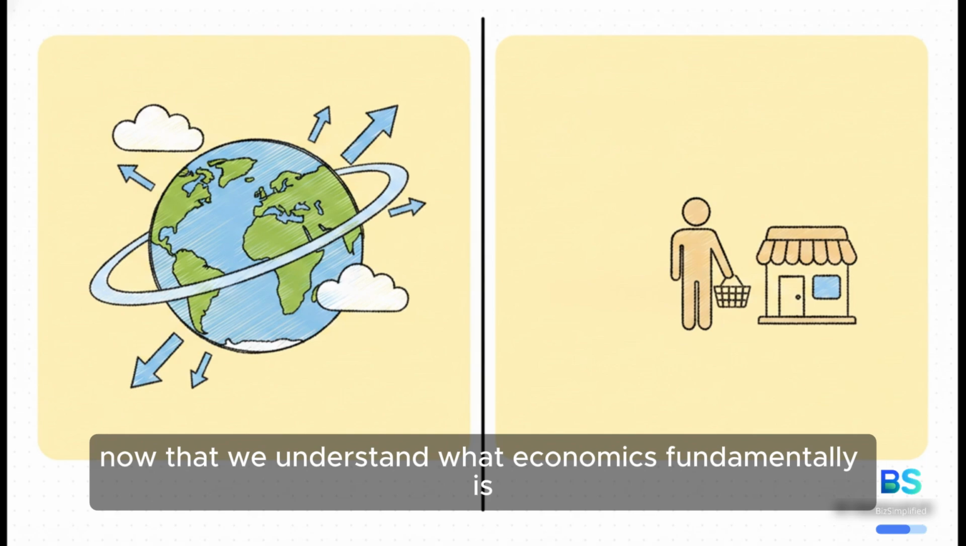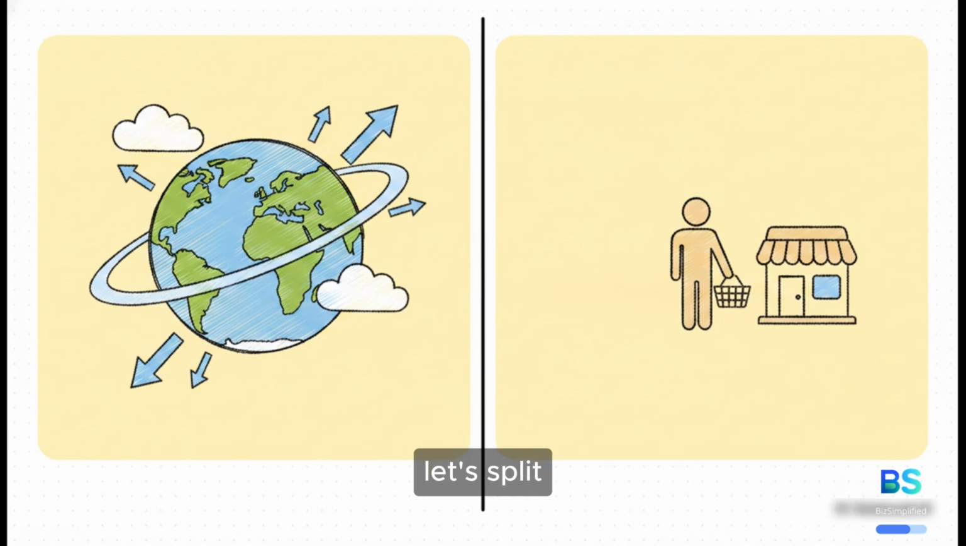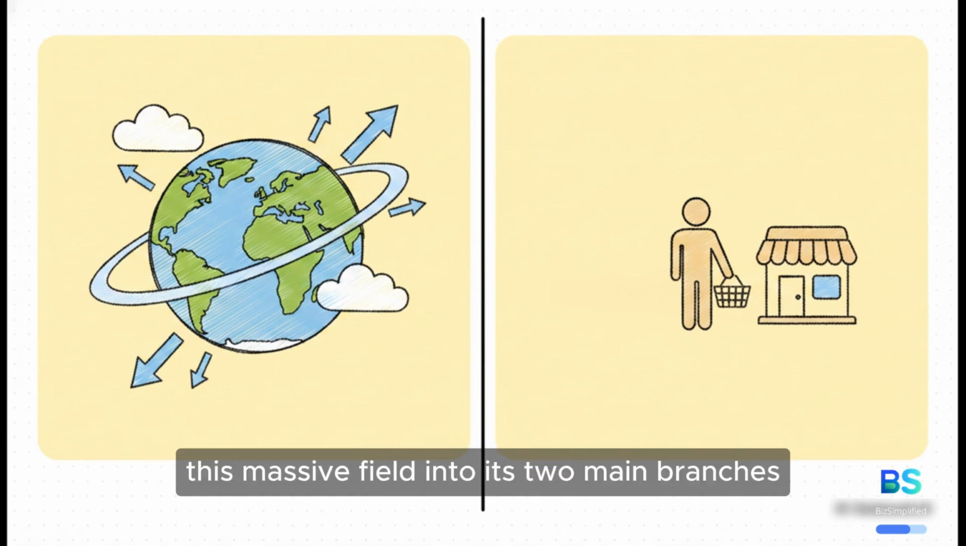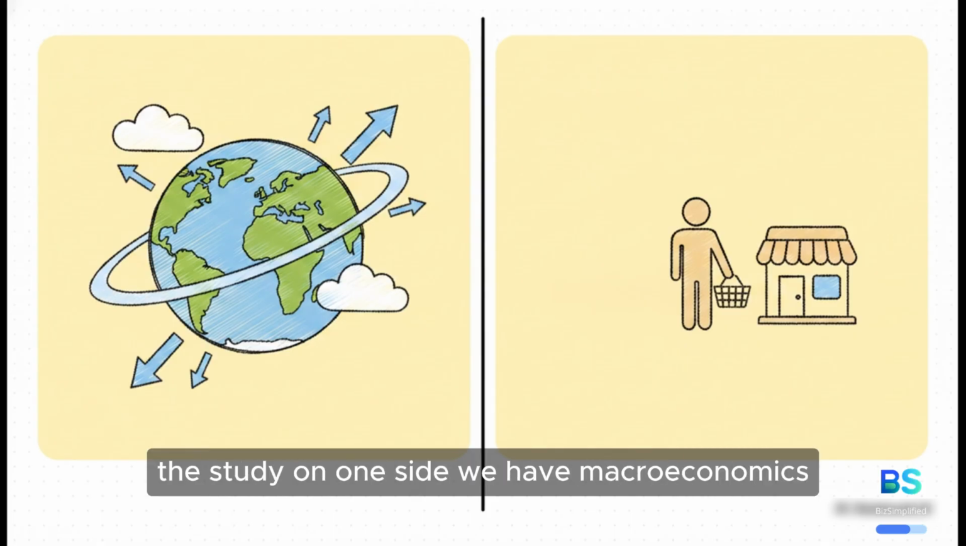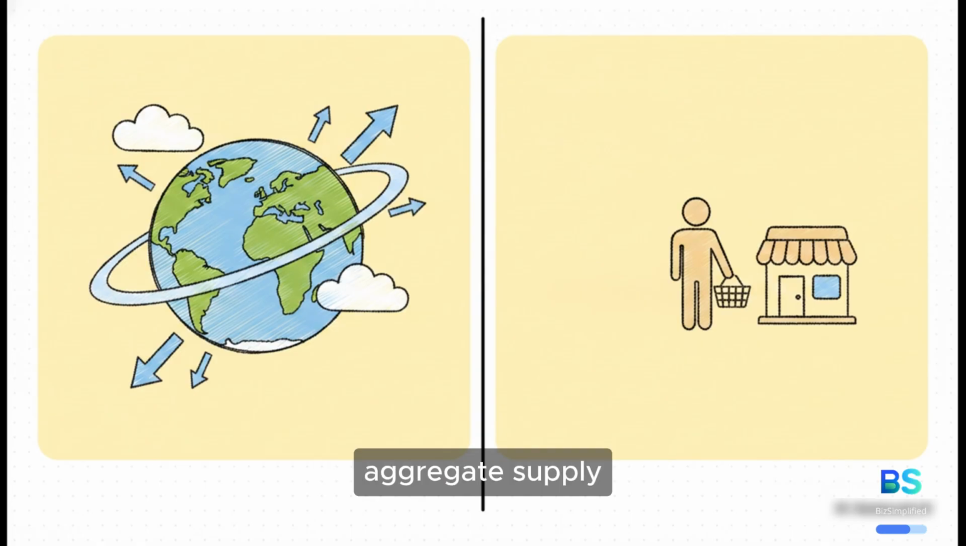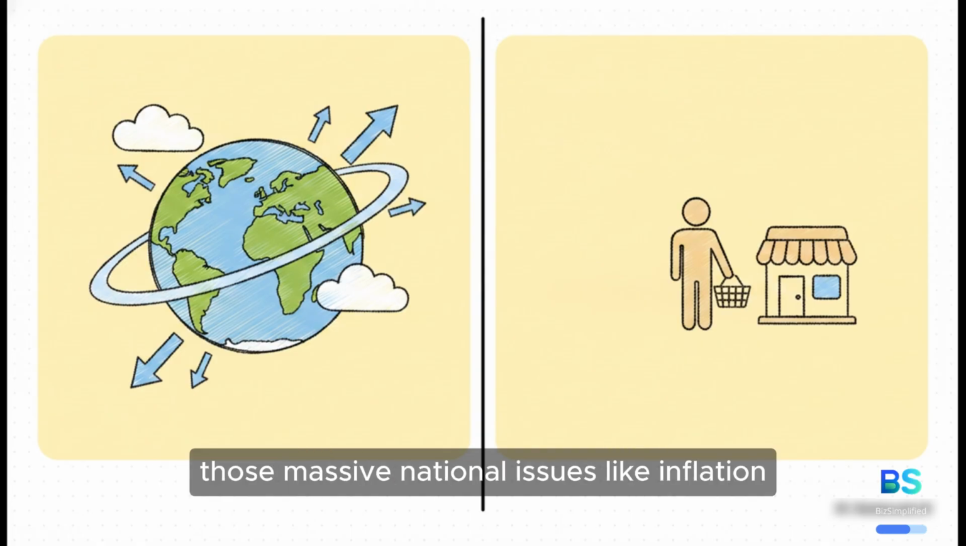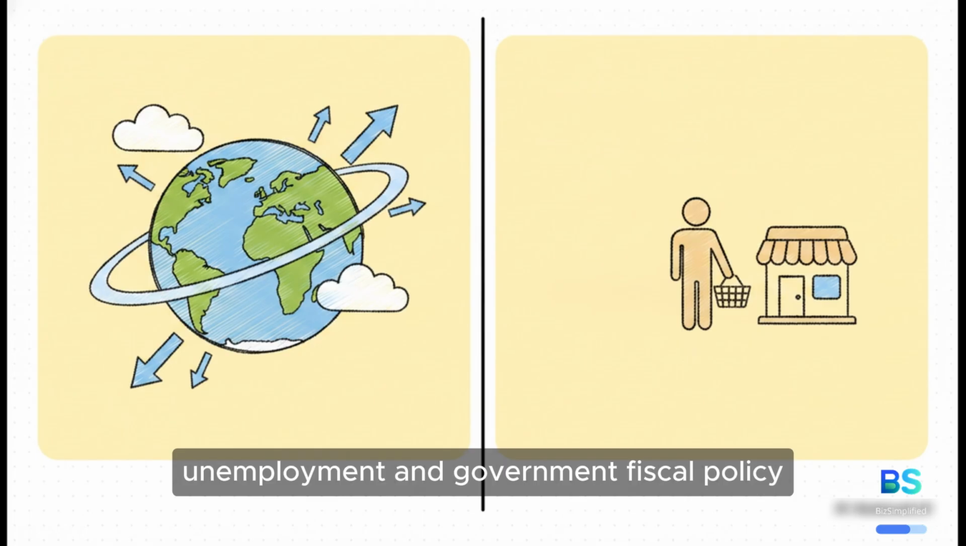Now that we understand what economics fundamentally is, let's split this massive field into its two main branches. The easiest way to grasp this is just by looking at the scope of the study. On one side, we have macroeconomics. This is the big picture, right? It focuses on the behavior of an entire economy, looking at aggregate demand, aggregate supply, those massive national issues like inflation, unemployment, and government fiscal policy.